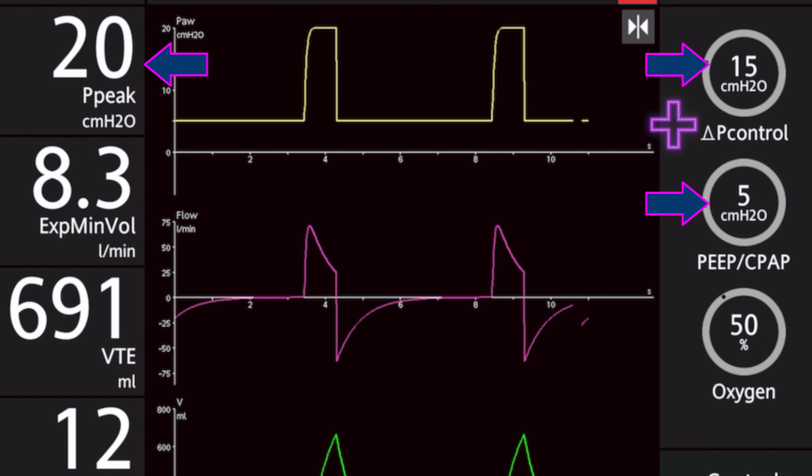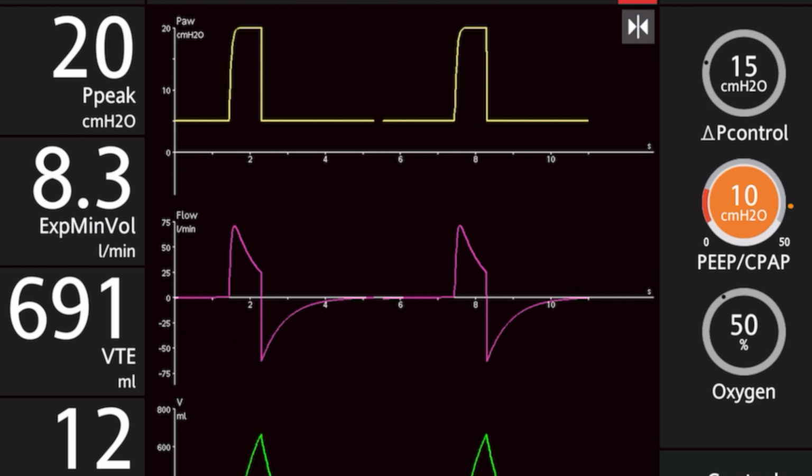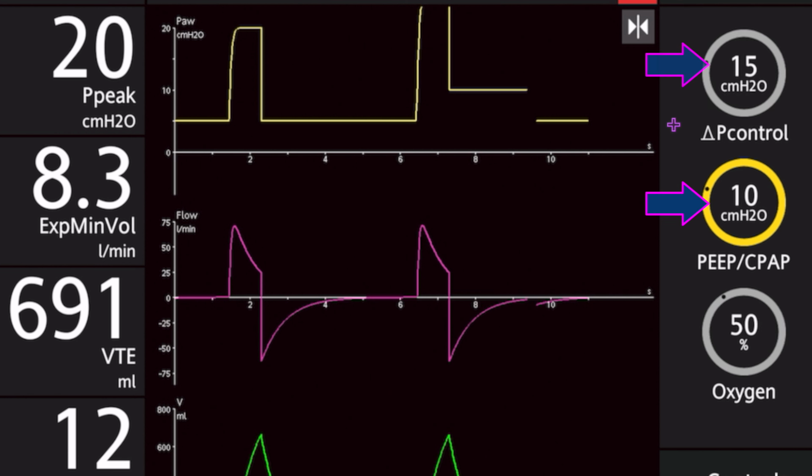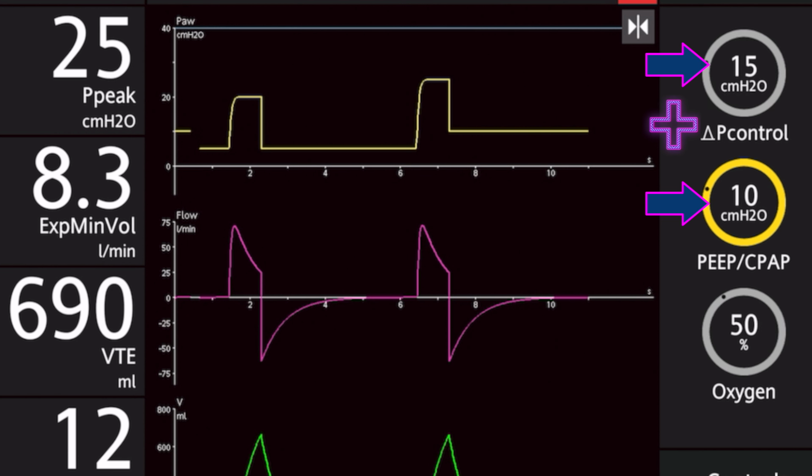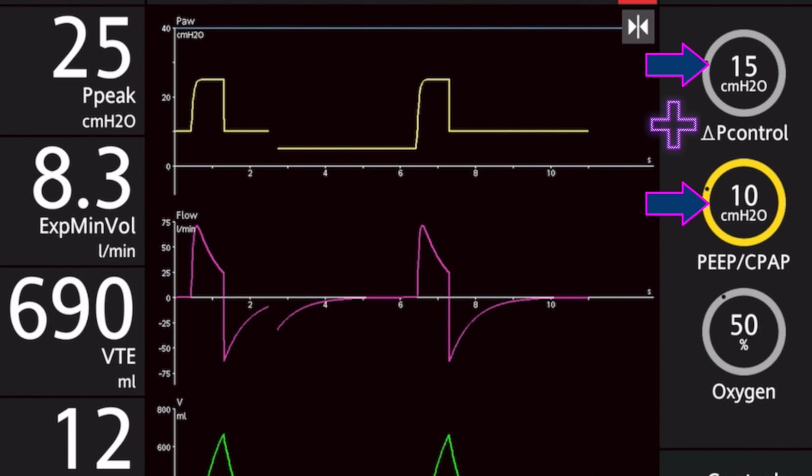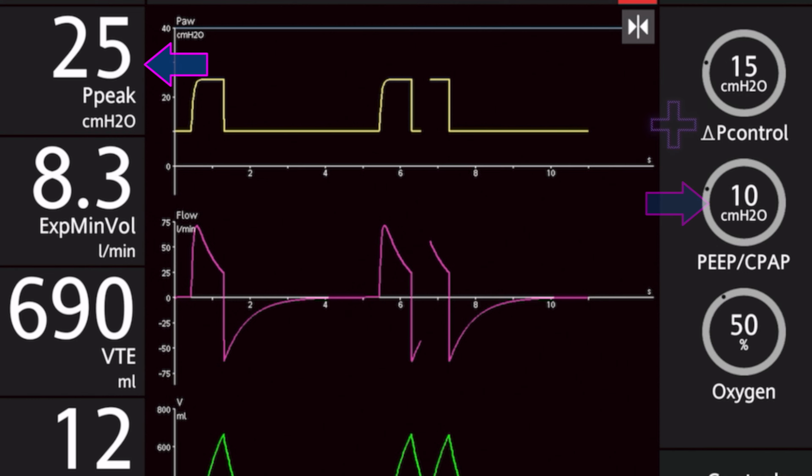The ventilator adds the PEEP of 5 and the peak control of 15 to make the peak pressure of 20. If I change the PEEP or peak control, it influences my peak pressure. If I make the PEEP 10 and peak control 15, my peak pressure rises to 25. See, the T1 is an additive ventilator.